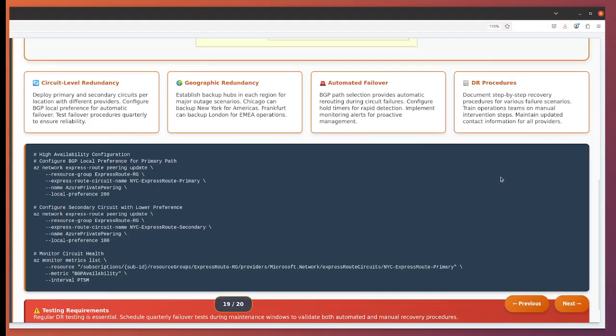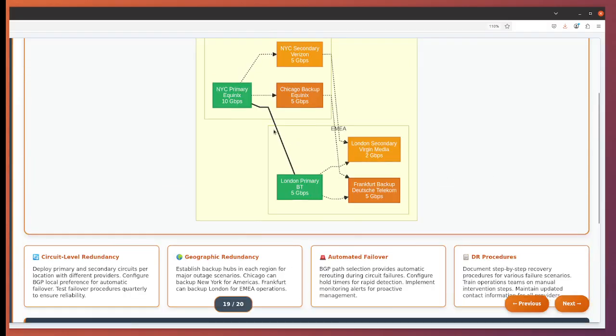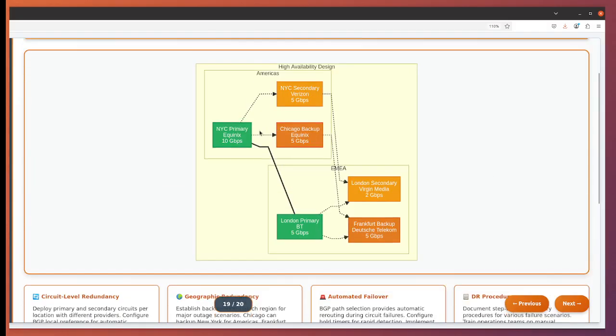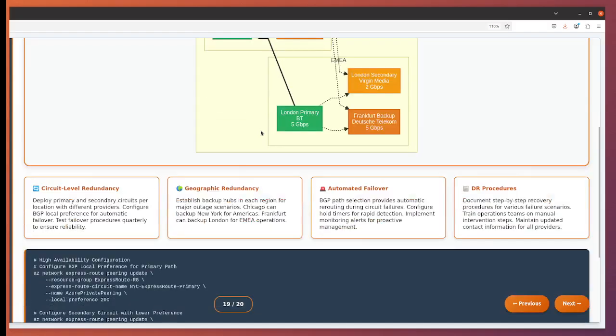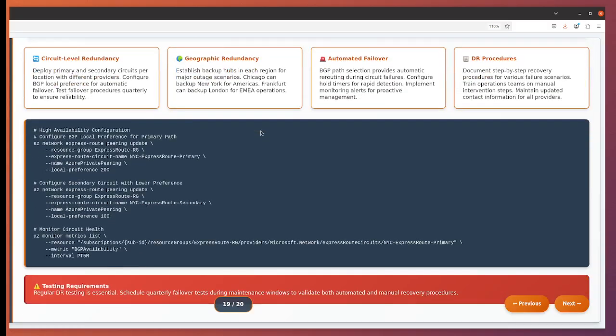Redundancy strategies include dual circuits with primary and backup ExpressRoute circuits per location, provider diversity using different carriers for redundant paths, geographic distribution with alternative hub locations for regional backup, and automatic failover using BGP-based path selection for seamless transitions. Circuit-level redundancy uses BGP path selection to automatically route around failed circuits. Configure different local preferences to control primary versus backup path selection during normal and failure conditions.